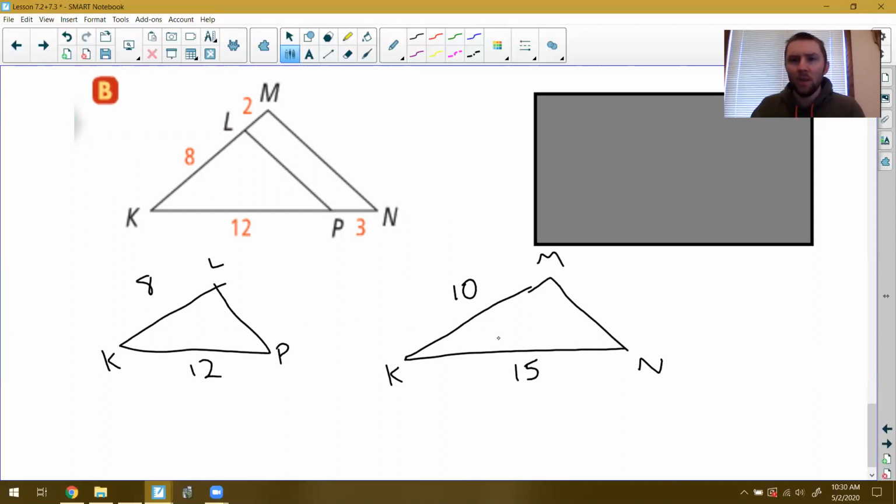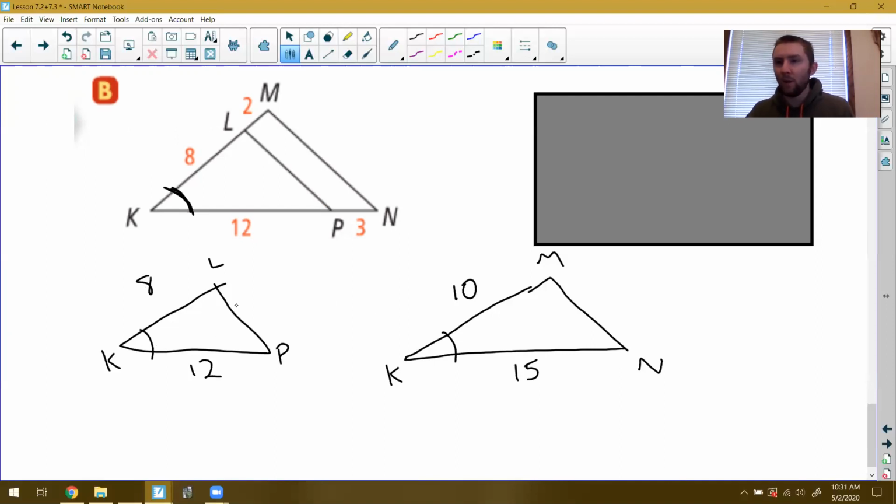I have to use side-angle-side, which means I need to find an angle that's the same for both of these, right? Well, the good news is if we look at the two triangles I've made, angle K is in both of the triangles, right? This angle right here. So of course that angle is the same in both triangles because it's itself, right? If we were writing a proof, we would use the reflexive property. Angle K congruent to angle K. So that angle is in between these two sides that I know the length of.